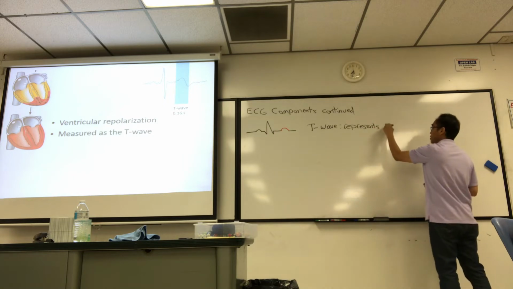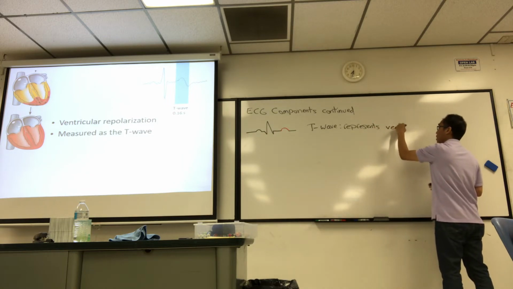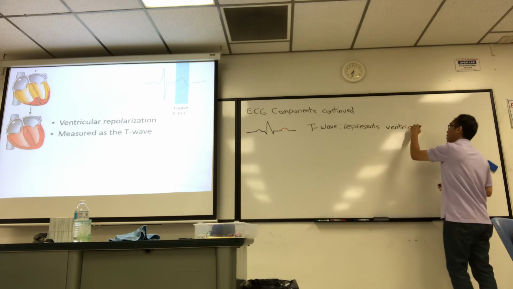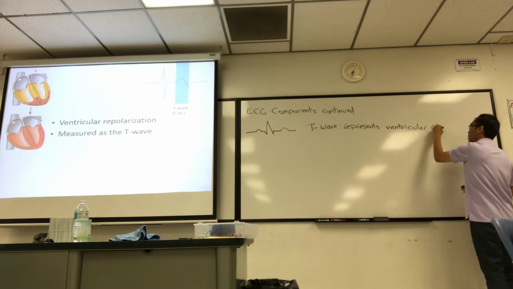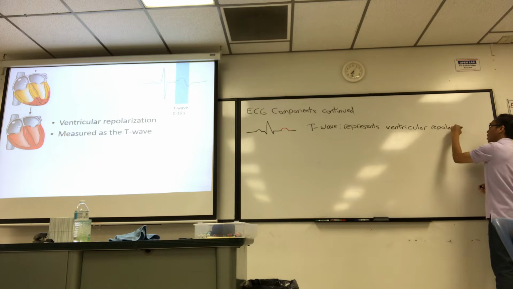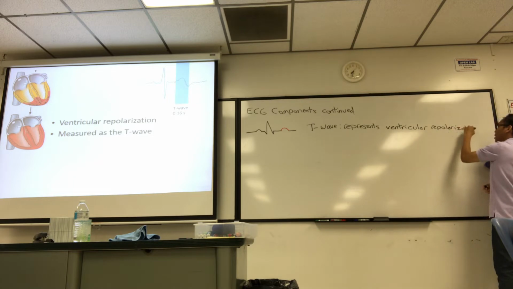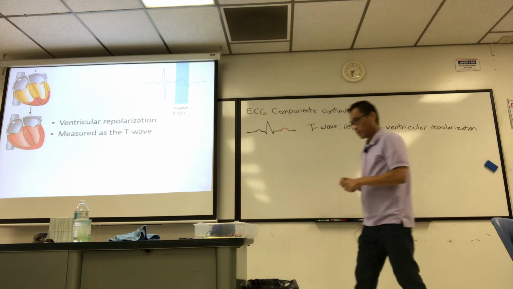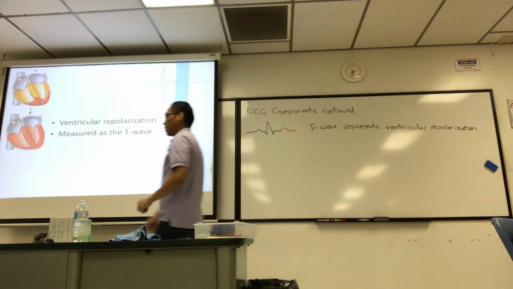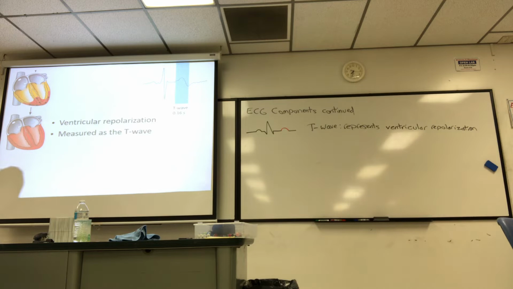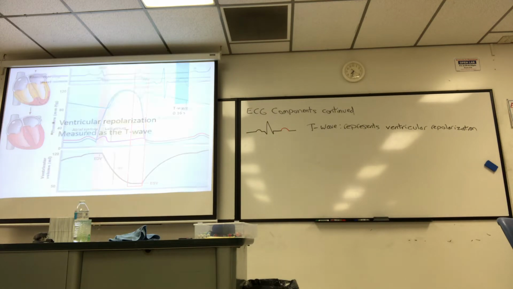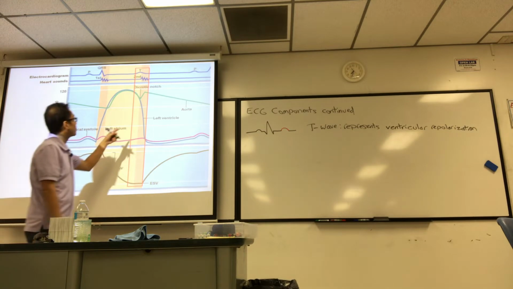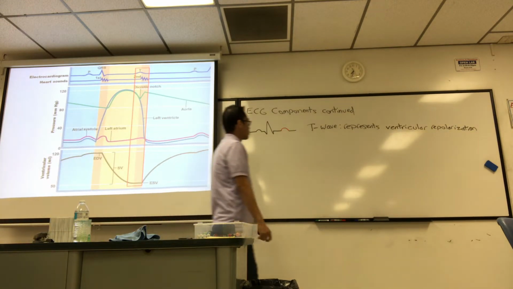Ventricular repolarization. So you'll observe the T wave, and what's happening in the cardiac cycle is the muscle should be starting to relax. The exact phase is the isovolumetric relaxation.